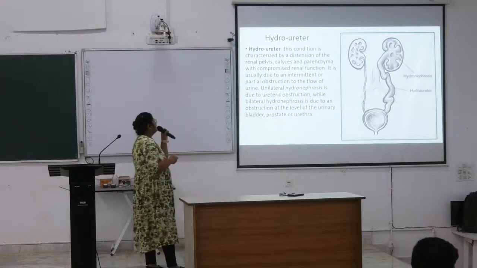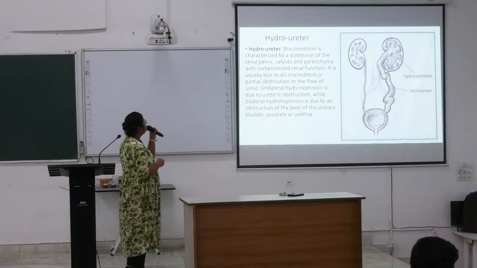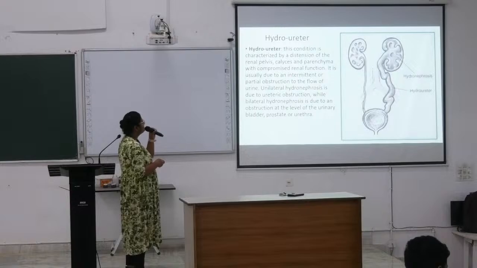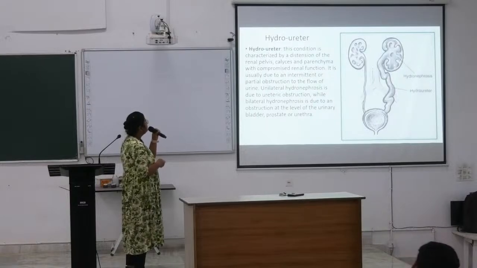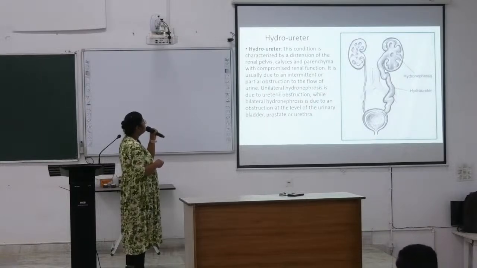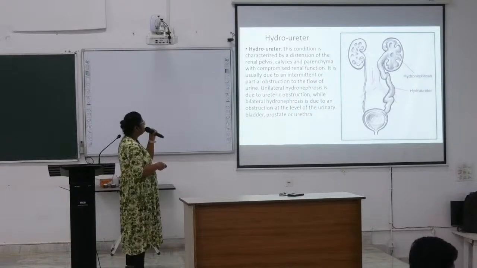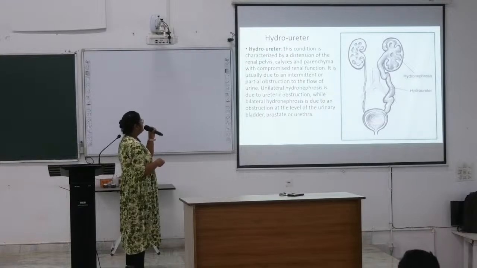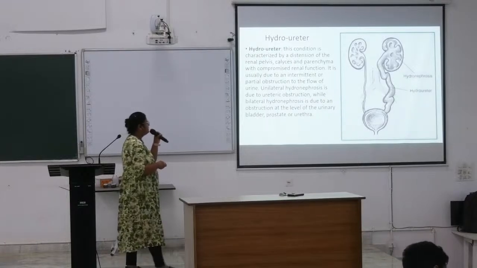This condition is characterized by distension of the renal pelvis, calyces and parenchyma with compromised renal function, usually due to an intermittent or partial obstruction to the flow of urine. Unilateral hydronephrosis is due to ureteric obstruction, while bilateral hydronephrosis is due to obstruction at the level of the bladder. Both the ureters will be dilated, at the level of the urinary bladder, prostate or urethra.